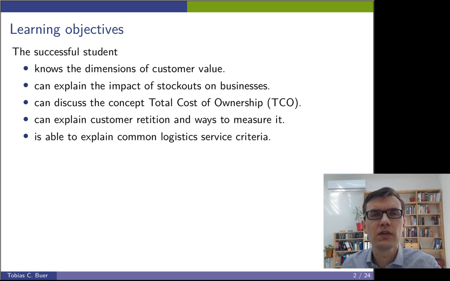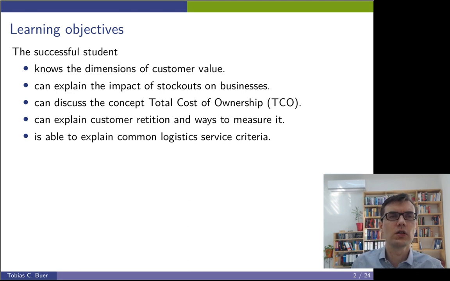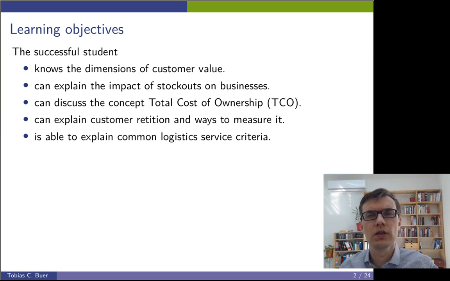The learning objectives are typically stated in the way presented here on this slide. The successful student should know the dimensions of customer value. The successful student should be able to explain the impact of stockouts on business. The successful student should be able to discuss the concept of total cost of ownership, explain customer retention and ways how to measure customer retention, and explain logistics service criteria.